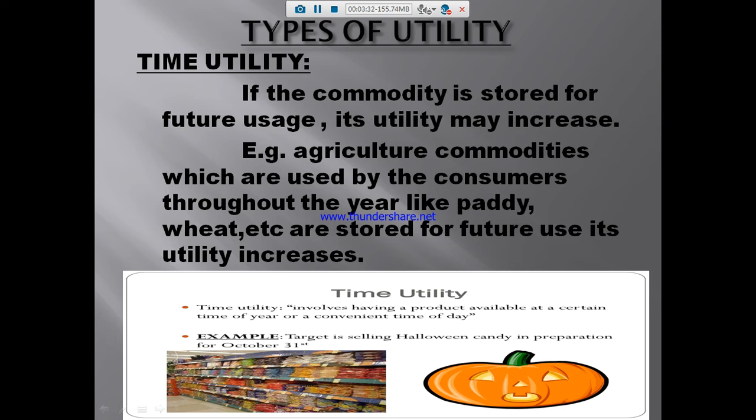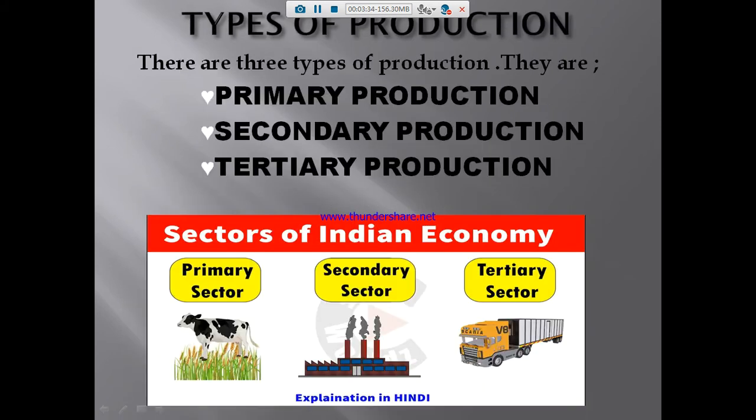We saw this in the previous class. Next we are going to see the types of production. What are the types of production? There are 3 types of production: primary production, secondary production, tertiary production. So what are the 3 types? Primary production, secondary production and tertiary production.